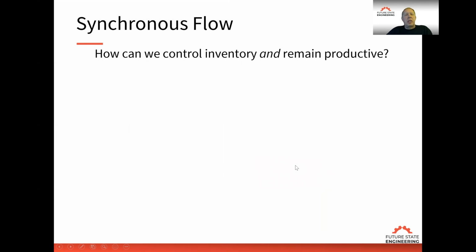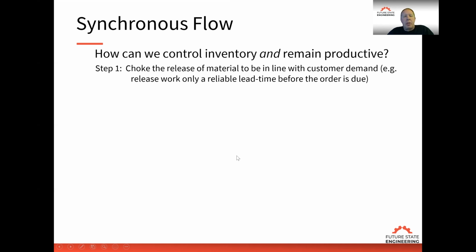So the synchronous flow approach, how can we control inventory and remain productive? So there's a multi-step process we go through. The first step is to choke the release of material to be in line with the customer demand. So only release work into the system a reliable lead time before the order is due.